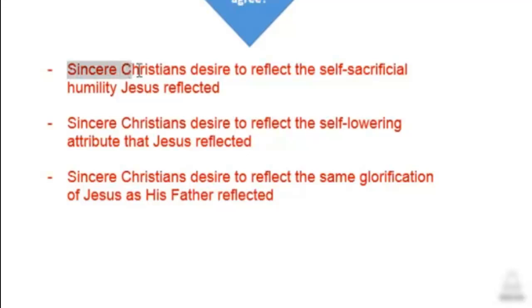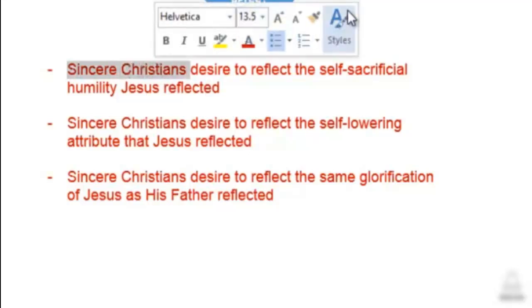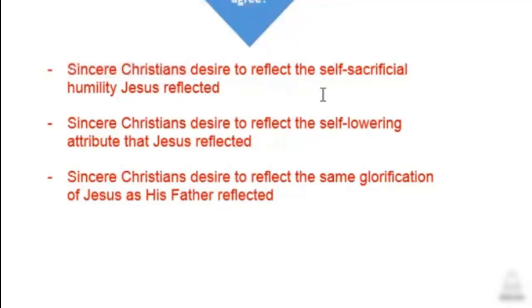Here you see I use these words rather than "we must." I talk about sincere Christianity. And it gives me the opportunity in the introduction, if I'm going to talk about what a sincere Christian does, to start right after I've read the text.